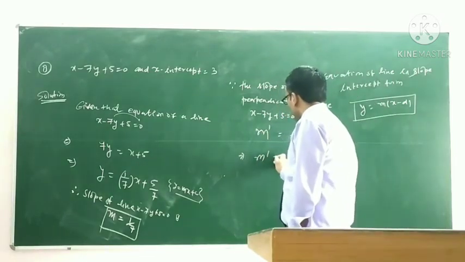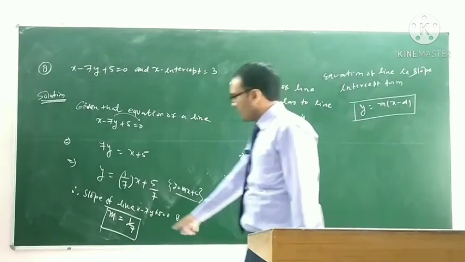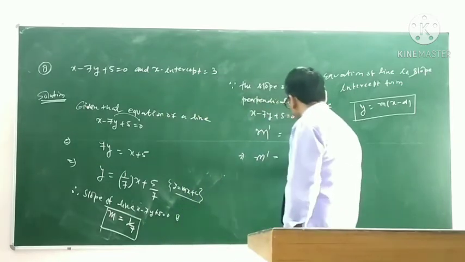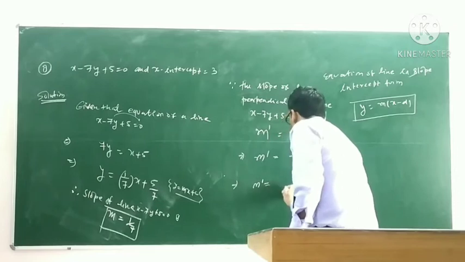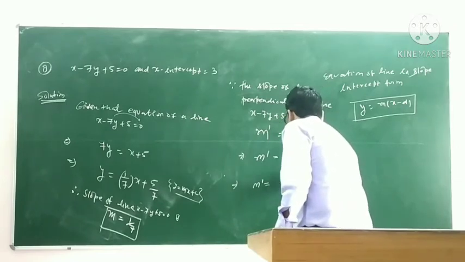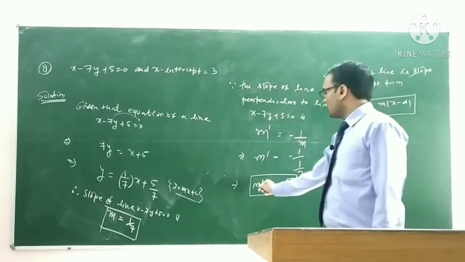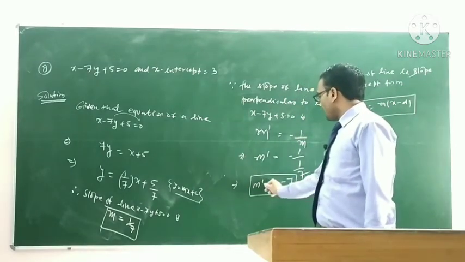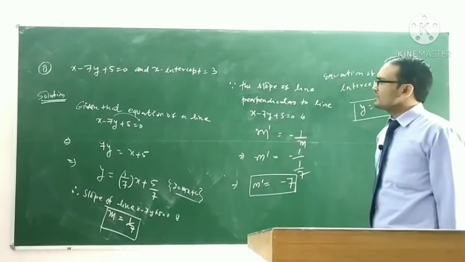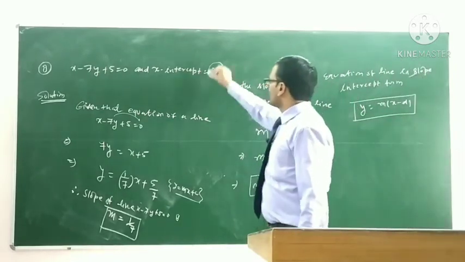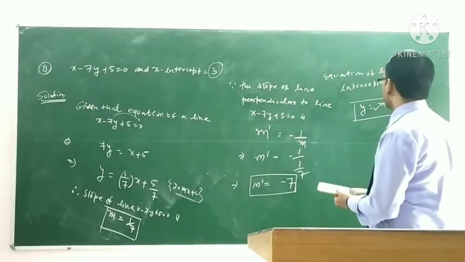This implies that m dash equals minus 1 by the value of m, which is 1 by 7, so m dash equals minus 1 by 1 by 7. This implies that m dash equals minus 7. Okay students, here we find the slope of the line: m dash is equal to minus 7, and the x intercept is 3. Then using this formula we find the equation of the line.